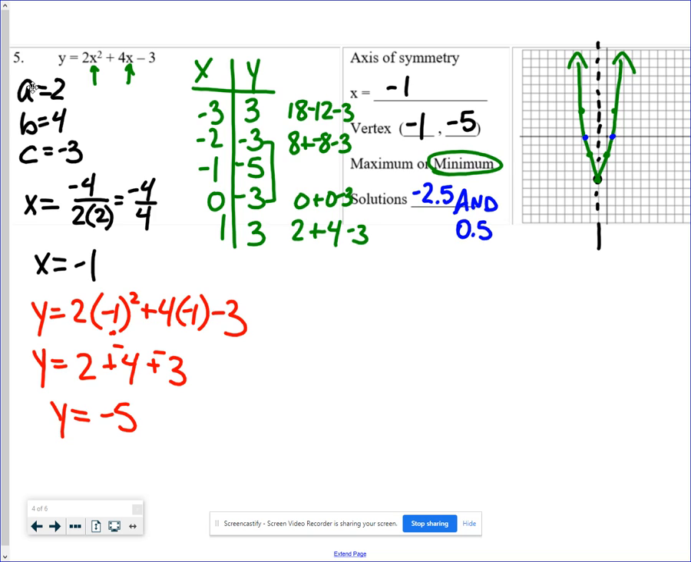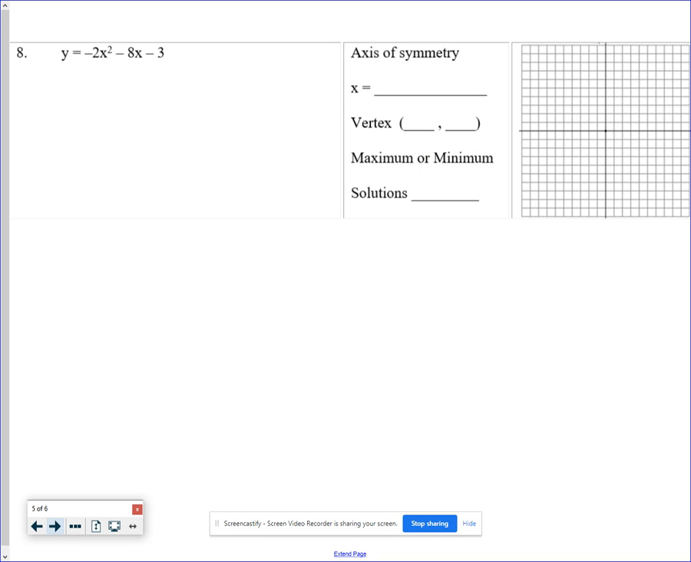Okay, we're going to skip over a couple more. We're going to do number 8. It's going to be the last one that we do together. So let's find our A, B, and C. A is negative 2. B is negative 8. C is negative 3. I'm hoping that that's feeling pretty comfortable now.